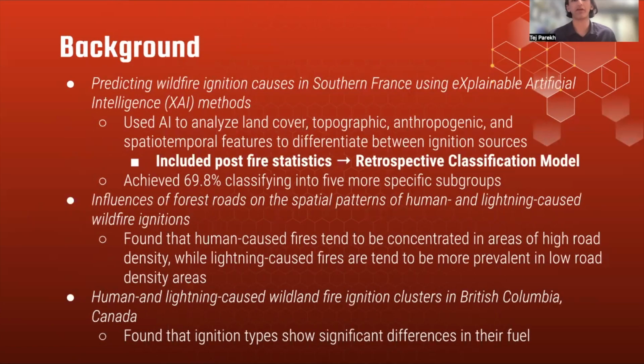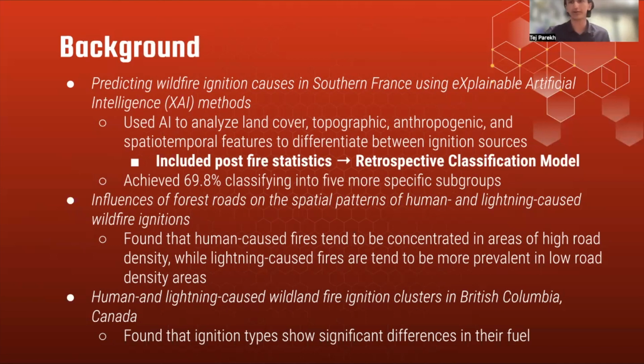I'm not going to go too in depth with prior research, but there's three studies you should know about. The first one focused in southern France and created an AI model to determine the cause of wildfires when it was unknown. Essentially, in southern France, they're having an issue where many wildfires were coming from an unknown origin. So these researchers set out to create a model that could classify what the cause of the wildfire was after it had already burned. So this was a retrospective classifying model because it included post-fire statistics, stuff like the date when the fire occurred and the size of the fire, information that can only be obtained after the fire occurred. This study achieved about 70% accuracy, classifying into five slightly more specific subgroups than just human and lightning fires.